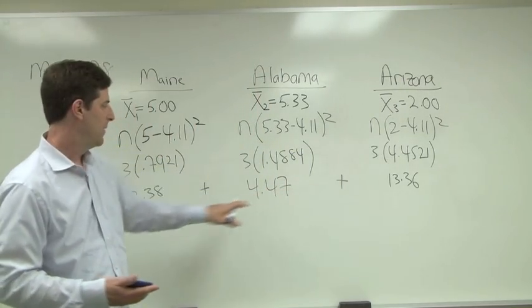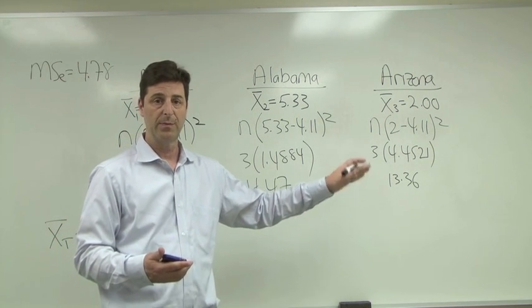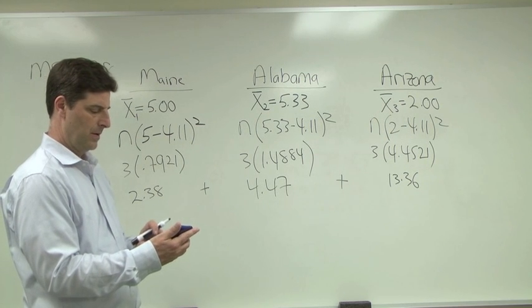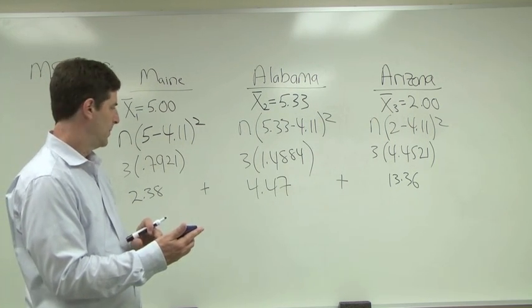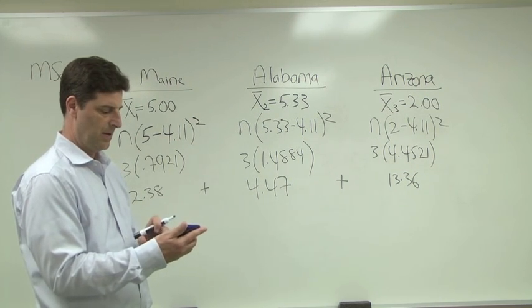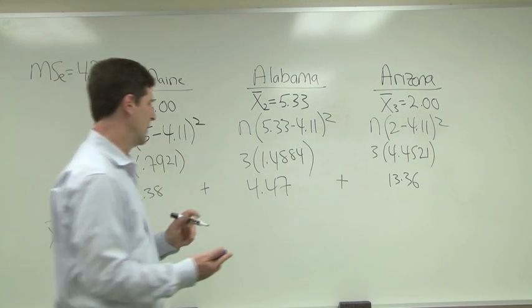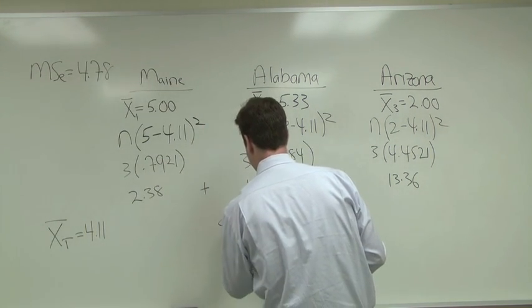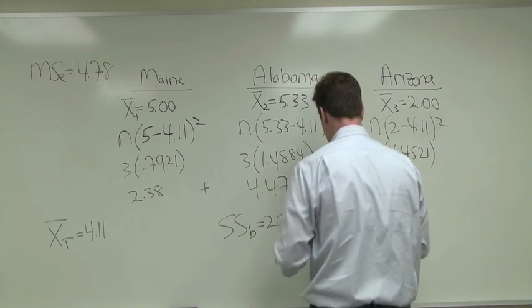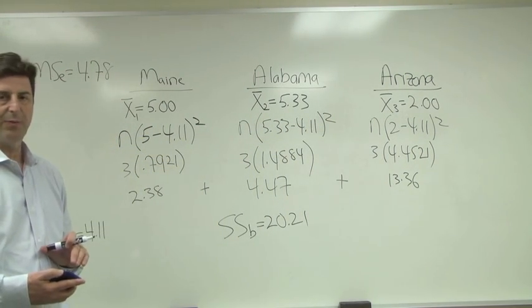Now remember, we have to find the sum of all of those to get the sum of squares between groups. So we've got 2.38 plus 4.47 plus 13.36 equals 20.21. So that is our SSB, 20.21.